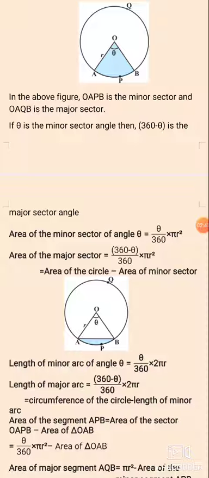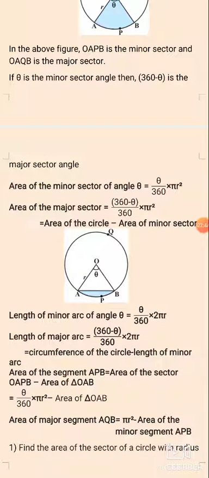Now at last, the area of the segment. So the segment portion is there. Okay, so area of segment APB is equal to area of the sector OAPB minus area of the triangle OAB. Now, area of sector is theta by 360 into pi r square minus area of triangle OAB. Now, area of major segment AQB is equal to area of the whole circle pi r square minus area of the minor segment APB. Clear?